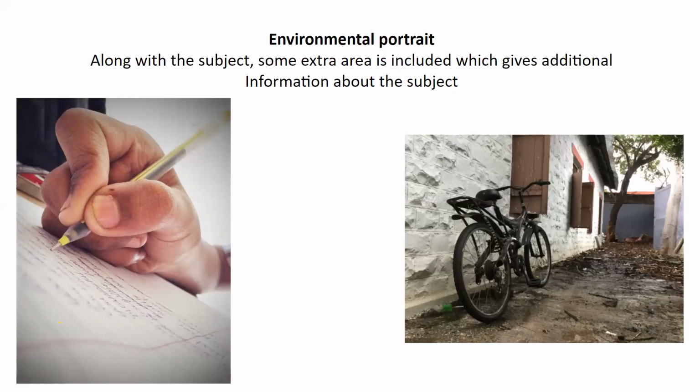So in environmental portraits, we add some part of the area around your subject, which gives you information about that subject. Like in this bicycle photograph, if I want to capture a close-up portrait, I won't include this alley and everything. It will be just the bike, but it won't give me any extra information about the bike. Right now, what I am thinking is कि ये कहाँ सुनसान जगह पे लगाई है bike or somewhere behind the building. So I'm getting the area, understanding about the environment, the area around that subject.